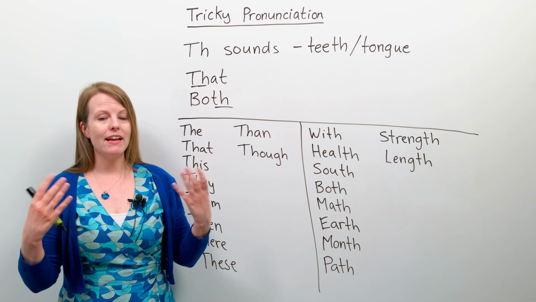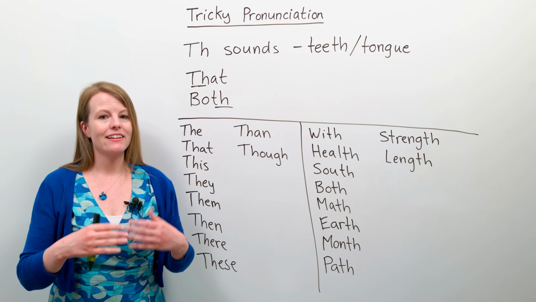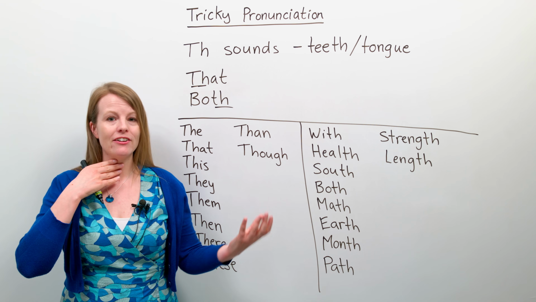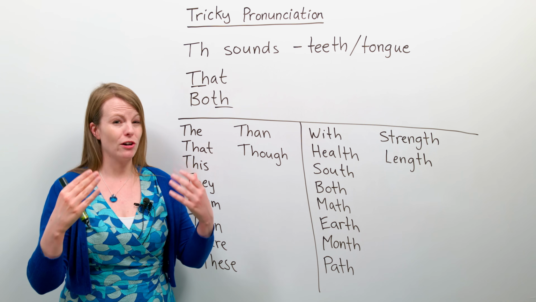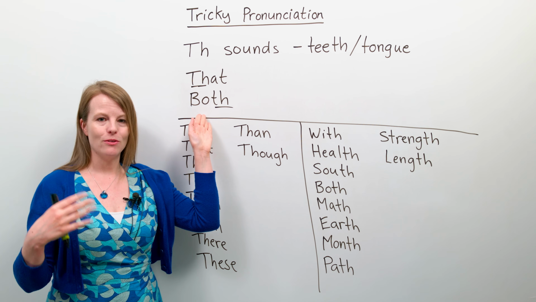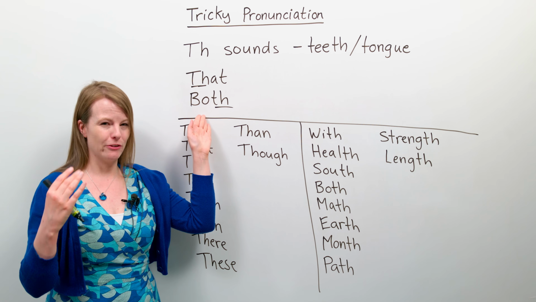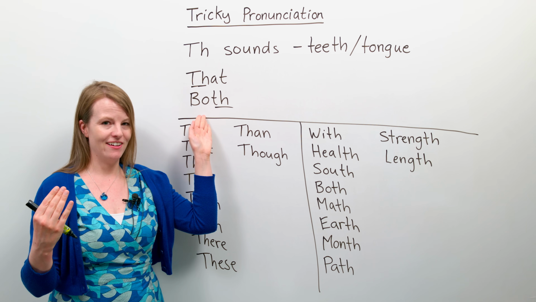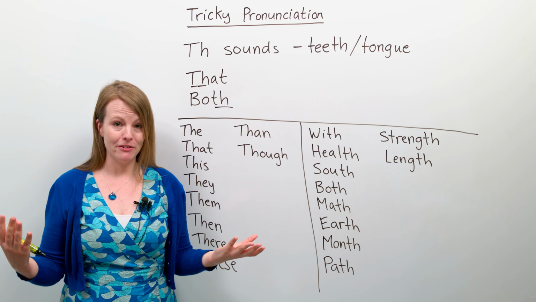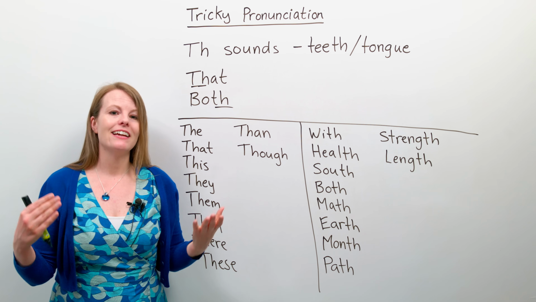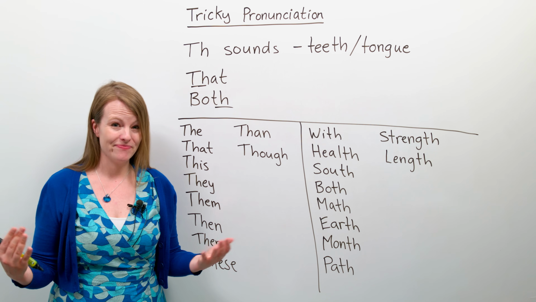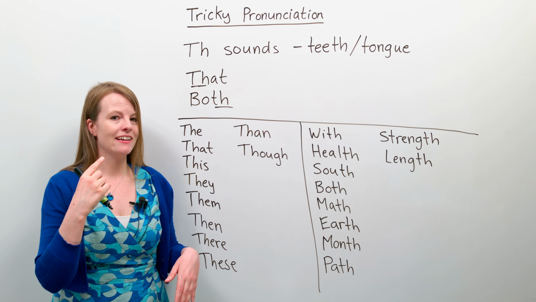So the TH sound actually can be voiced, which means that we feel a vibration down here, or voiceless, where it's more whispery, like in both, where you don't really hear a lot of sound. It sounds more like air, both. But for both of these sounds, they're both spelt with TH, and you'll notice my tongue and my teeth are in the same place. That, both.